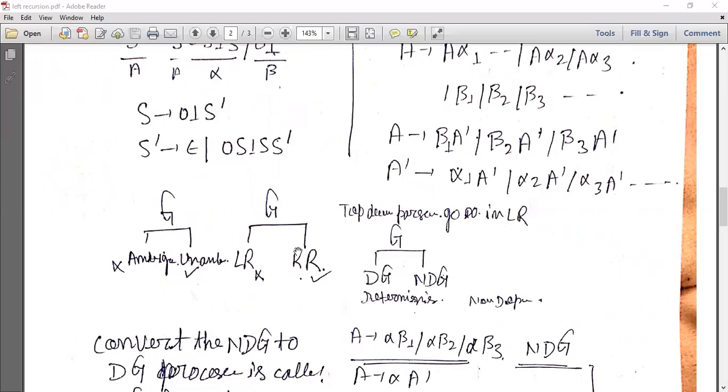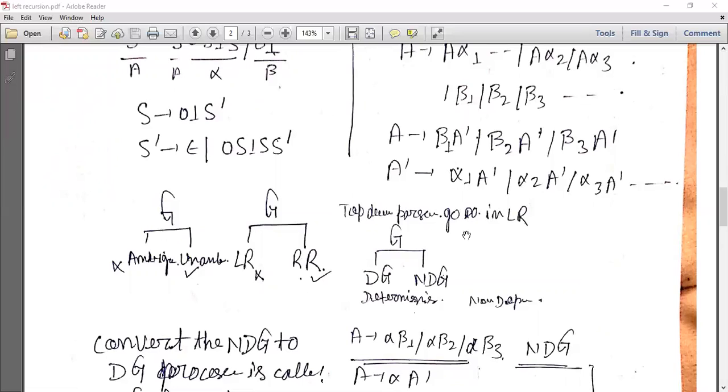Now the second part is left recursive and right recursive grammar, right? So the compiler always deals with right recursive grammar. So we remove the left recursion and convert the grammar into right recursive grammar.